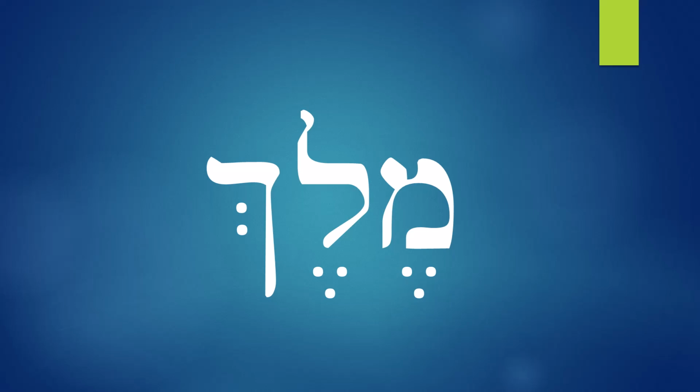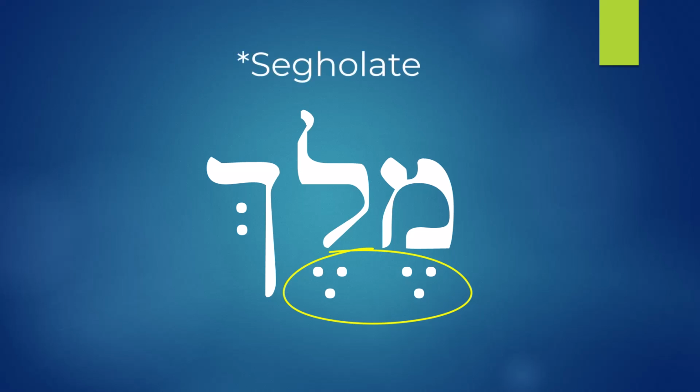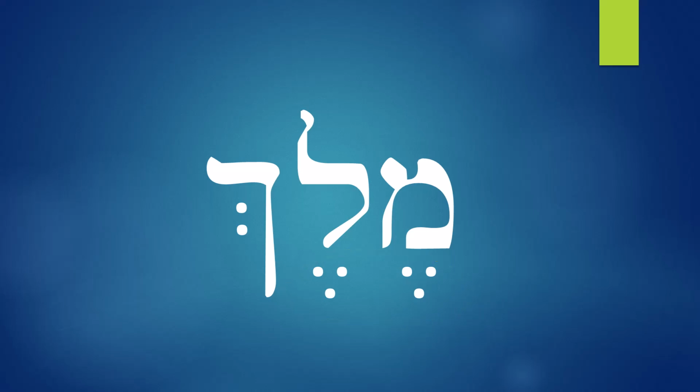Before I answer that question, you need to know something. When you're looking at a word that starts with two segos, sego and sego, this kind of word is called a segolet noun. A segolet is simply a word that starts with sego followed by sego. The consonants at the start have two vowels, and those two vowels are sego.